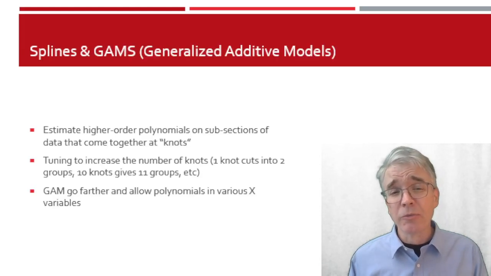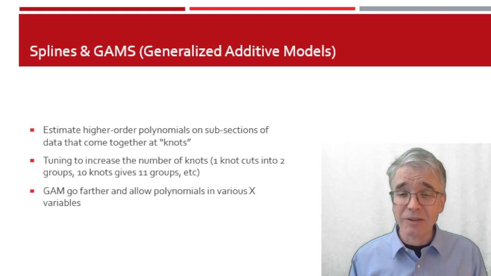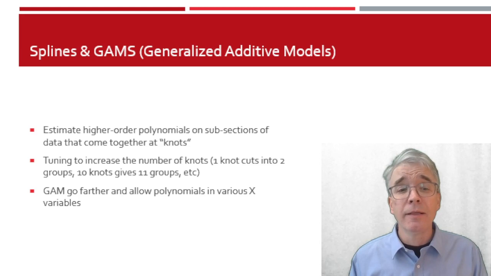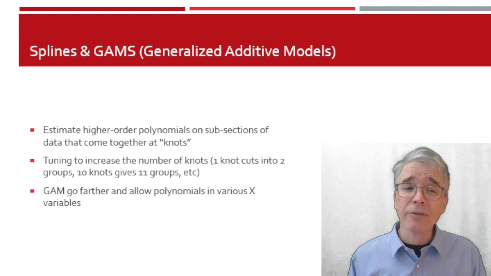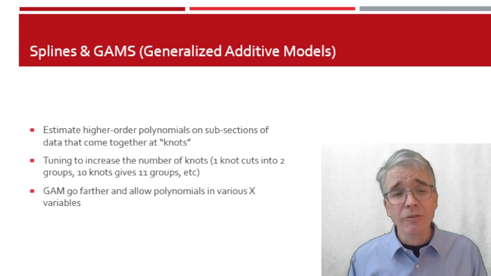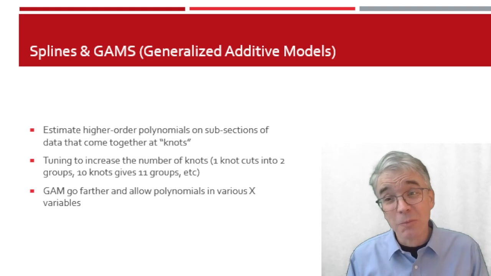LOESS is similar to the spline, estimating polynomial functions over small intervals, but with the restriction that polynomial functions are continuous between those intervals at what are called the knots of the spline. The tuning parameter is how many knots you have. One knot cuts into two groups, two knots cuts into three groups, etc. I don't know why knots cut. I mean, the metaphor just isn't working, but whatever, that's what it is.